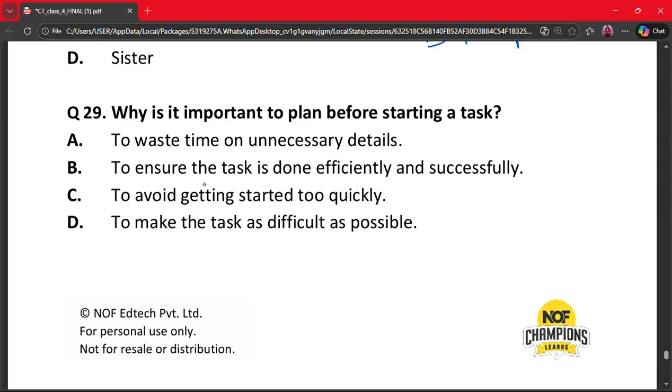Moving on to the next question, that is question number 29. Why is it important to plan before starting a task? A, to waste time on unnecessary details. B, to ensure the task is done efficiently and successfully. C, to avoid getting started too quickly. D, to make the task as difficult as possible. The correct answer is option B. Planning saves time and effort, and it also avoids mistakes. So the correct answer is to ensure the task is done efficiently and successfully.